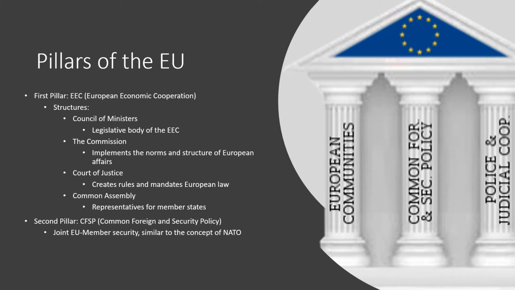The second pillar of the EU is the CFSP, which is the Common Foreign and Security Policy. Essentially, it's a similar concept to the North Atlantic Treaty Organization, NATO, as we have studied in this class.